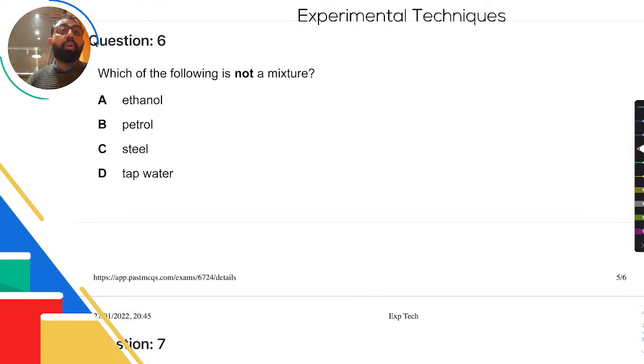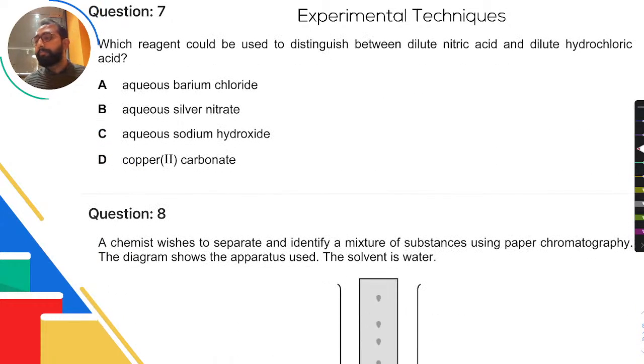Which of the following is not a mixture? Ethanol has a formula, right? It's a compound, not a mixture. Petrol, mixture. Steel, mixture. Tap water, mixture. Steel is carbon, iron, and maybe some other thing. Sometimes we add chromium, and obviously depending on how hard or how useful we want it to be, you add different things in there. Petrol is a mixture of hydrocarbons. So that's why ethanol is the one that is a pure substance.